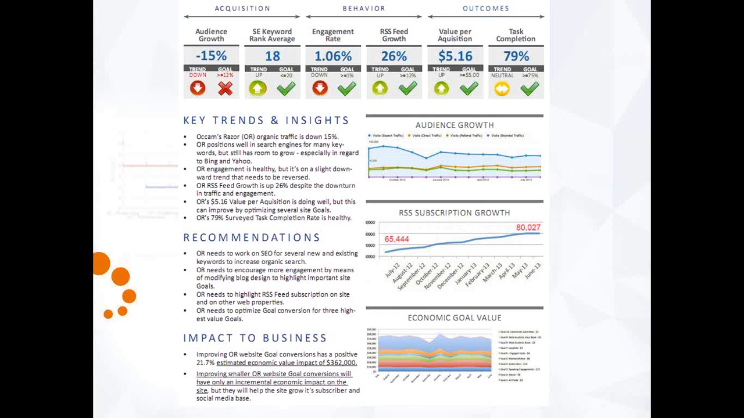Along with that, you can see the audience growth trend line, RSS subscription growth trend line, economic growth value, and along with that, we have key insights, which is important. That's what I want as a CXO. I don't want to see n number of graphs which I don't understand. Right? I want to see the key trends and insights, which is there.